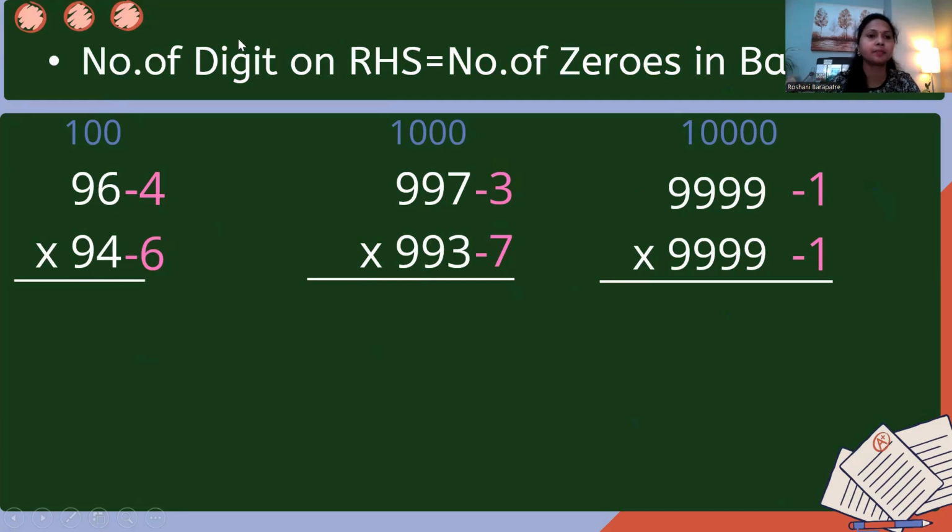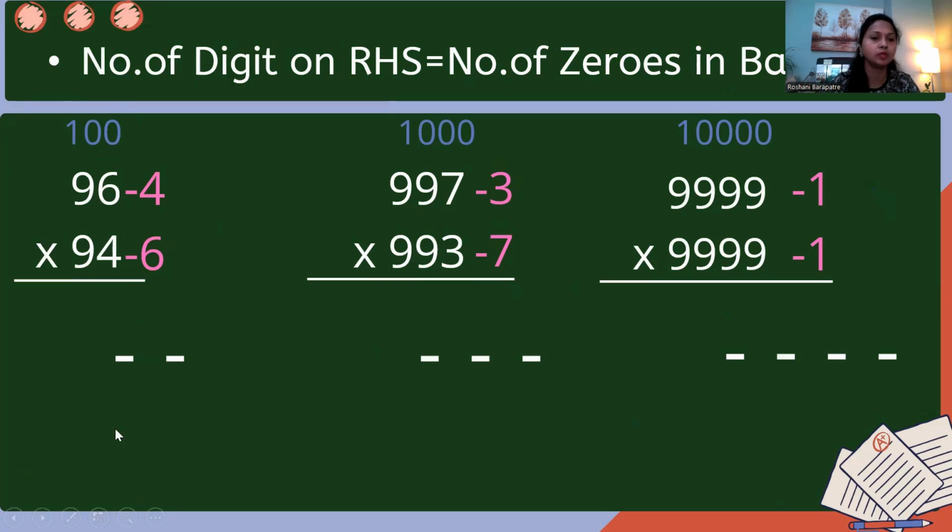Then, the next step. The number of digits on the RHS is equal to the number of zeros in the base. So here, how many zeros are there? 1, 2. Two zeros are here. So our right hand side answer will have 2 digits. So we will put 2 digit places here. For this example, 3 zeros are in the base, so we will put 3 places. Here, in the same way, 4 zeros are here, so we will put 4 places on the right hand side of the answer.